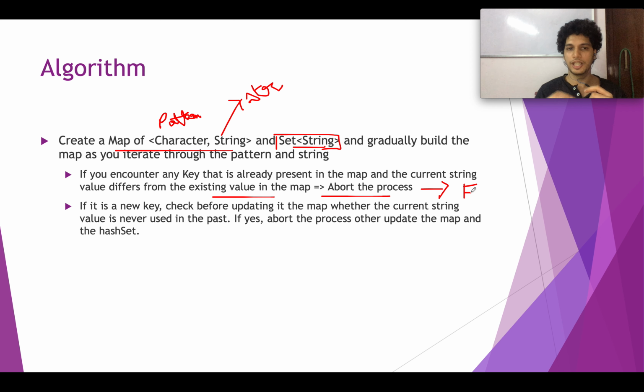The other part that you need to take care of is if it is a new key, check before updating in the map whether the current string value has never been used in the past. How will you use this? Where will you store this information? You'll store this information in the set, which will keep track of all the values that have been used in the past. If yes, the value has been used in the past, abort the process, and otherwise you update the map and your hash set.